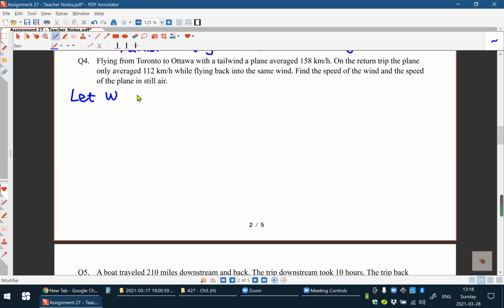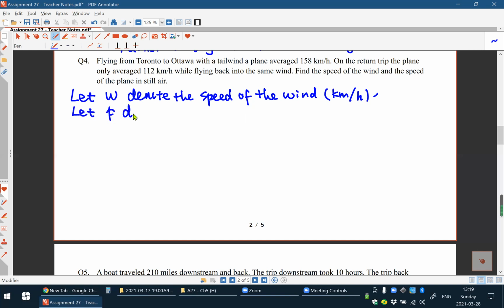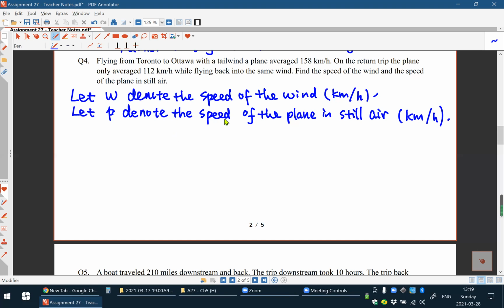Okay, so let W denote the speed of the wind. Okay, the unit is kilometers per hour. This is the same with the given information, right? Kilometers per hour. And next, we want the speed of the plane in still air. So next, let P denote the speed of the plane in still air. Okay, again, you need to specify the unit here, which is kilometers per hour.